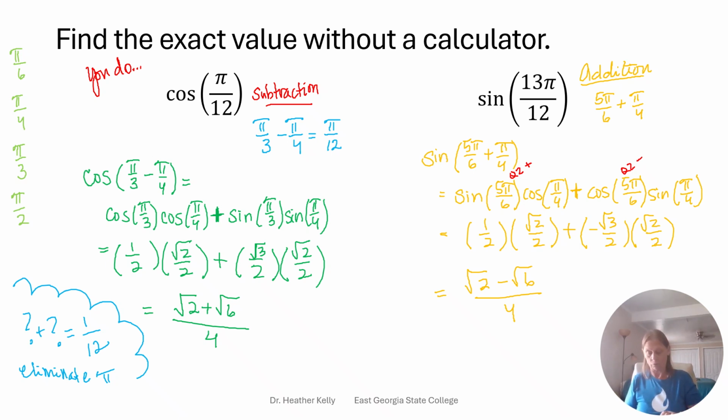Let me look at my notes real quick because I can't go backwards. Yes. Okay.